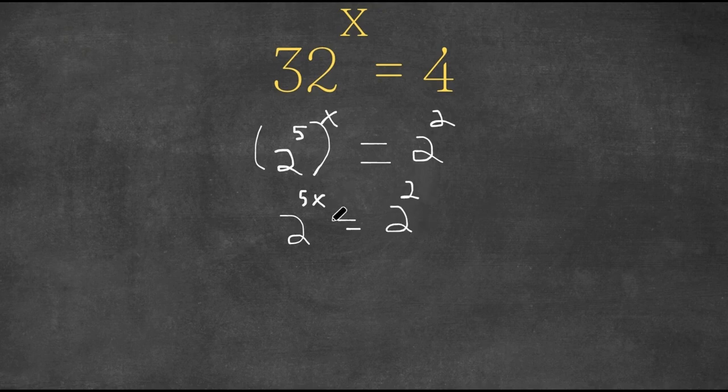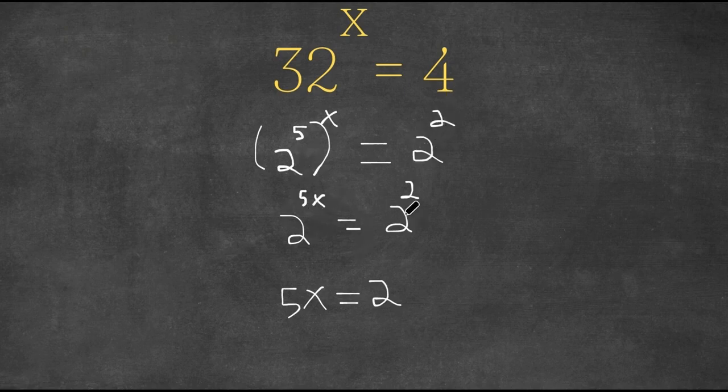Now remember, for exponentials, if you have two numbers that equal each other with the same bases, then those exponents are also equal to each other, meaning 5x is equal to 2. And if you guys still don't understand why I converted the 32 into 2 to the power of 5 and the 4 into 2 squared, well, it's because we want the same bases. So that's why 2 is a common base for both of these numbers.